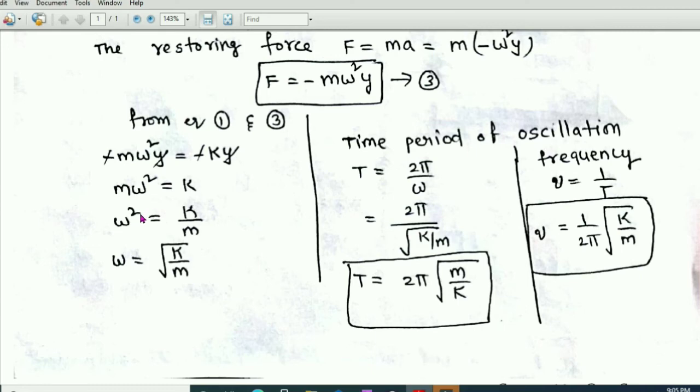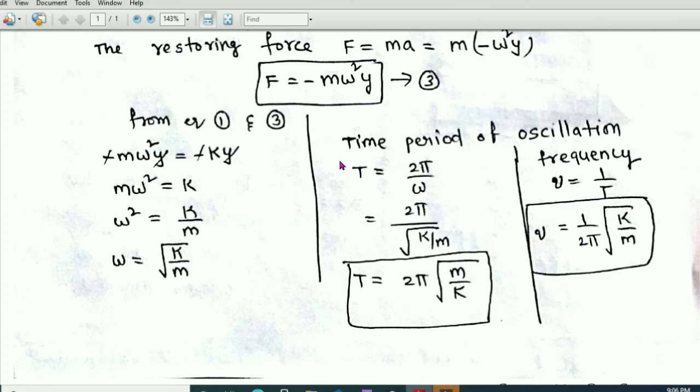Now omega square is equal to, if you take this m to the other side, k by m. Omega square is equal to k by m. Then omega is equal to root over k by m. Omega, that is the angular frequency of the oscillation, is equal to root over k by m.